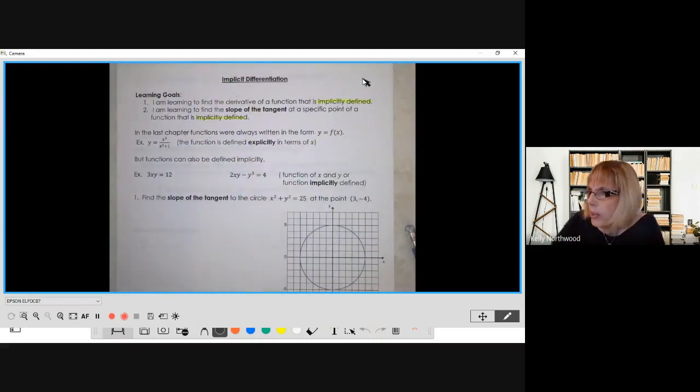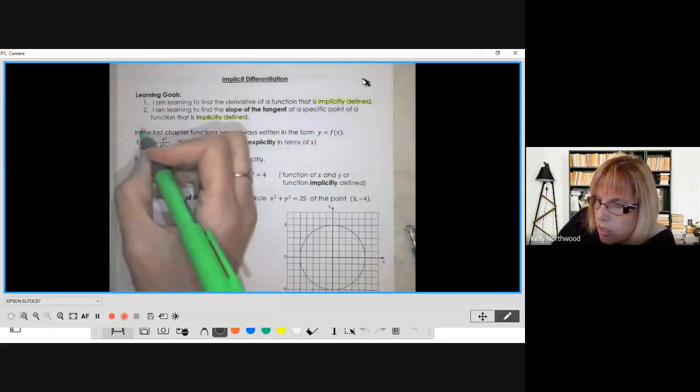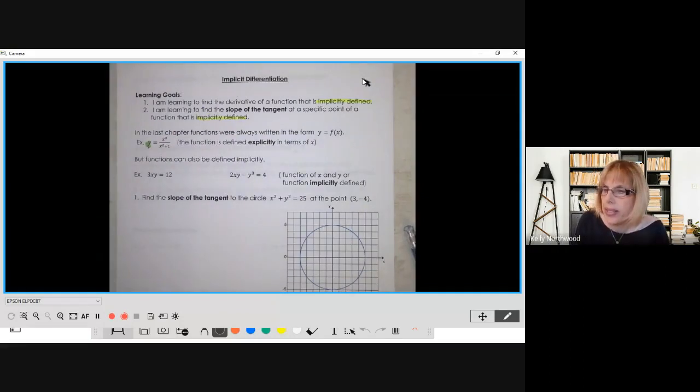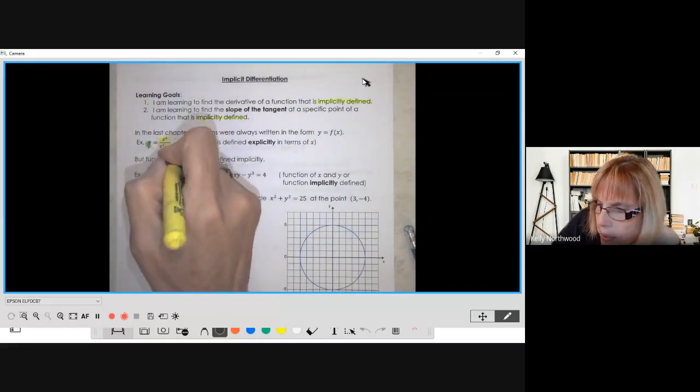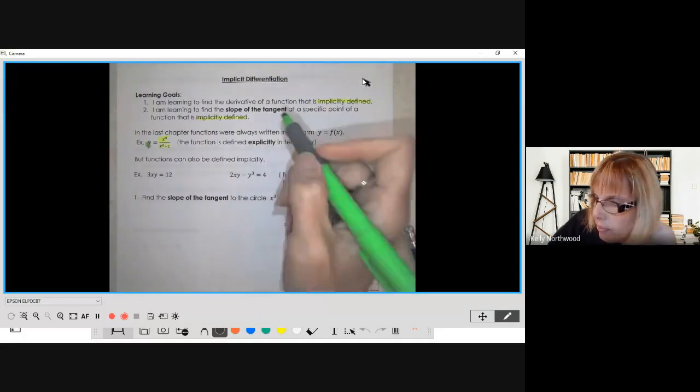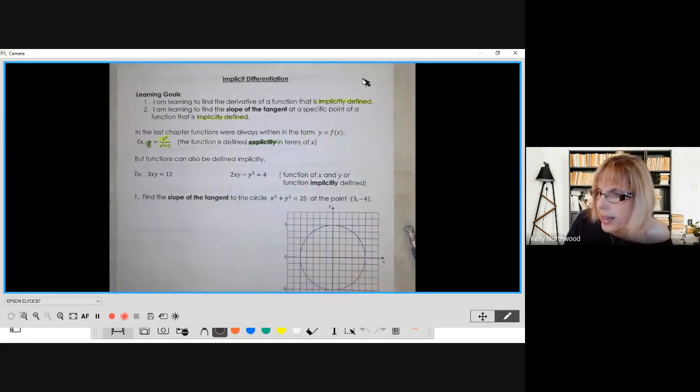In the last chapter, and pretty much throughout high school, except for circles, we've always dealt with functions that were defined explicitly, where y is a function of x. So y is on this side by itself, and on this side, everything's in terms of x. That's an explicit function. So y is defined as a function of x.